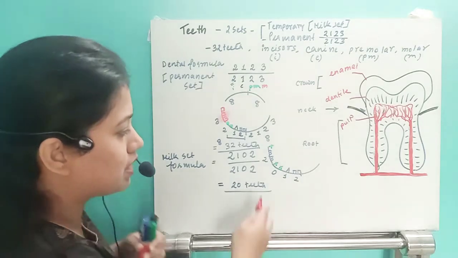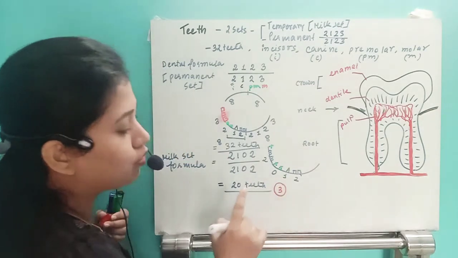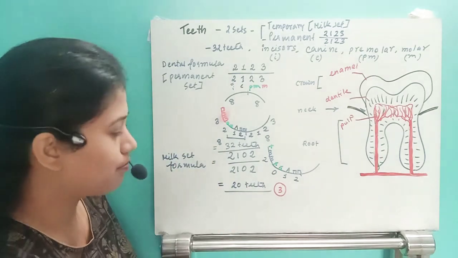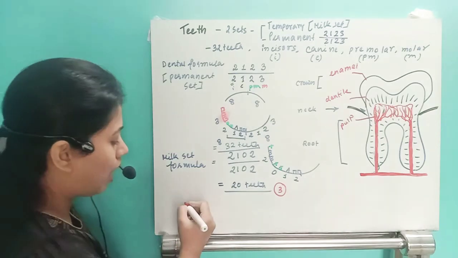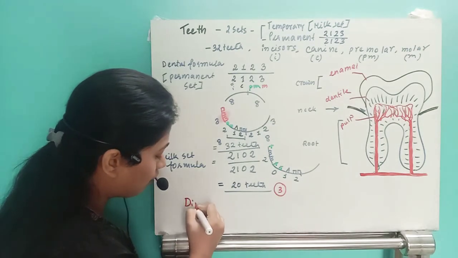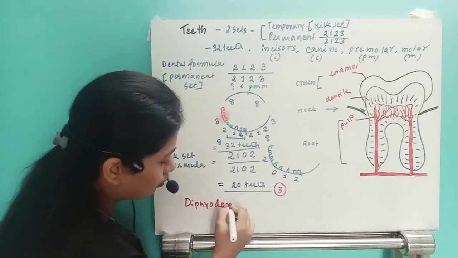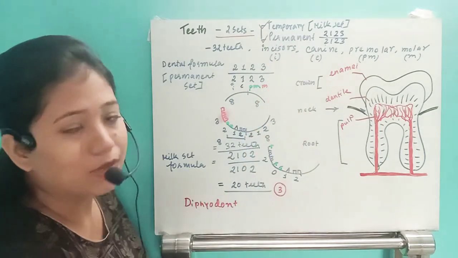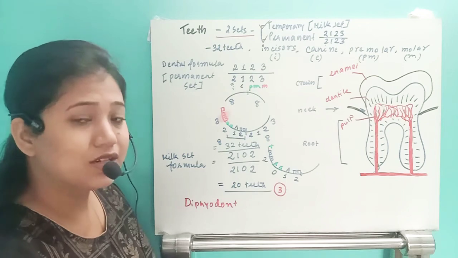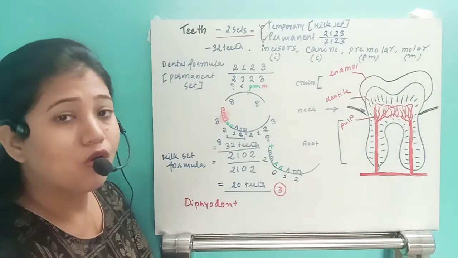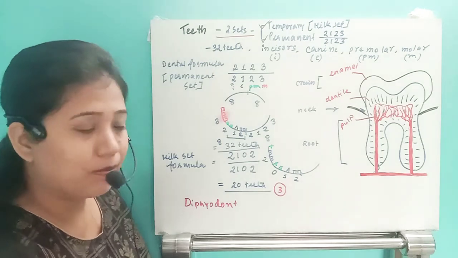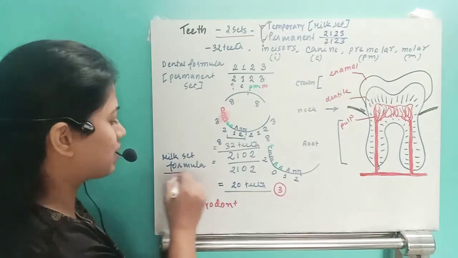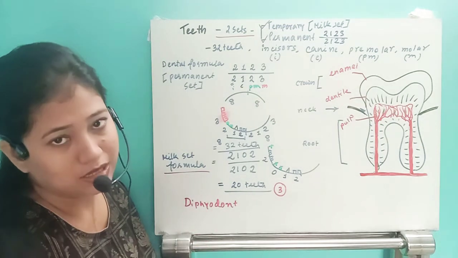So what is happening? See, 3 of the teeth grow only once. That will grow only in the permanent set, isn't that? Our teeth are diphyodont. Diphyodont means we have 2 sets, right? We have a temporary set, then the permanent set. It's not that all the teeth will fall and all the teeth will grow twice, okay? So just remember that the 2 premolars and the last molar will not be present in the milk set formula. They will grow only in the permanent set, right?